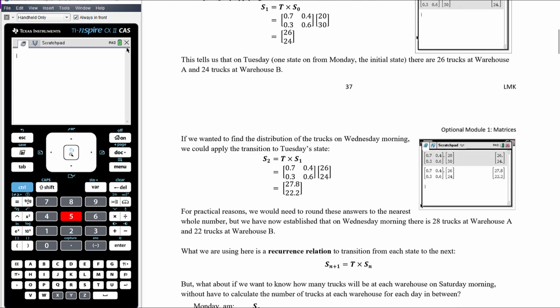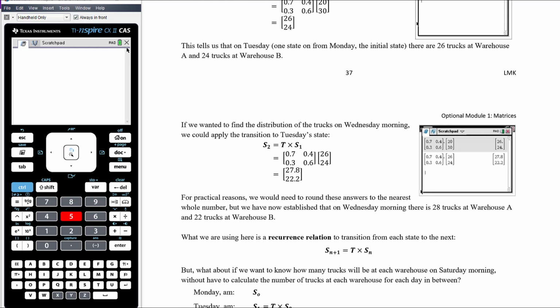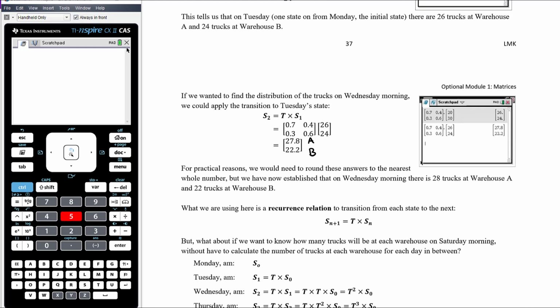Okay, so if we wanted to take it another step, to know what happens on Wednesday morning, this was Tuesday morning, so we can apply the transition again to what's happening on Tuesday in order to work out what happens on Wednesday. So again, do the matrix multiplication, it's happening here in the second row of my CAS, and we find that there'll be 27.8 trucks at A and 22.2 trucks at B. Now, because we're talking about trucks, having decimal values makes no sense, so for practical reasons we would round these answers to the nearest whole number, which would mean on Wednesday morning there are 28 trucks at warehouse A and 22 trucks at warehouse B.